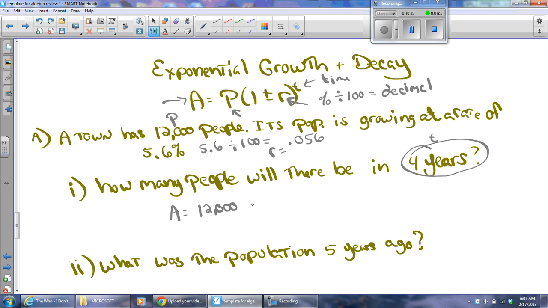So to set this up, I'm going to go A equals 12,000 times the quantity of 1. It's growing population, so I'm going to use plus 0.056, and I'm going to raise it to the power of 4.